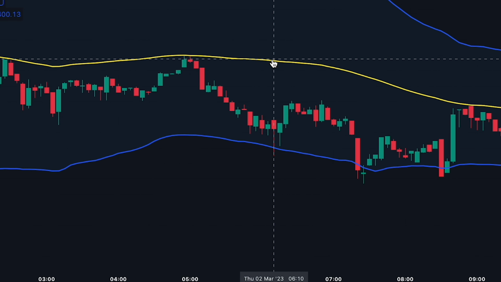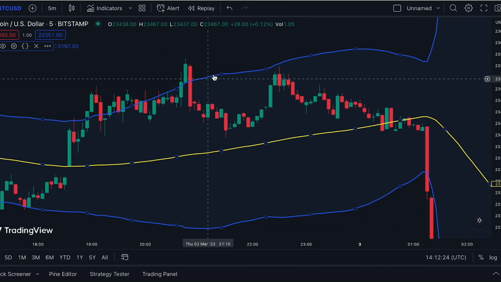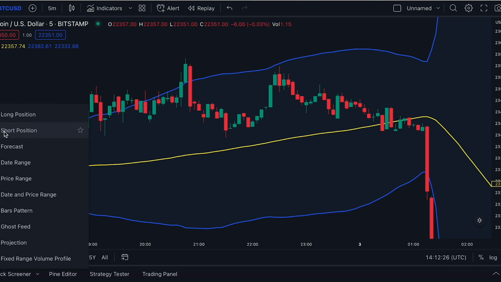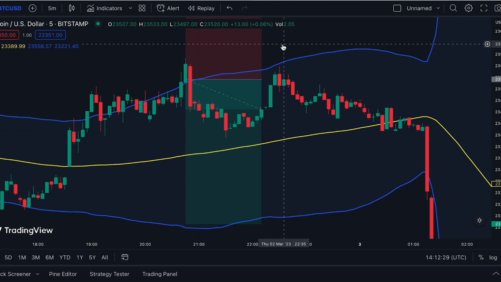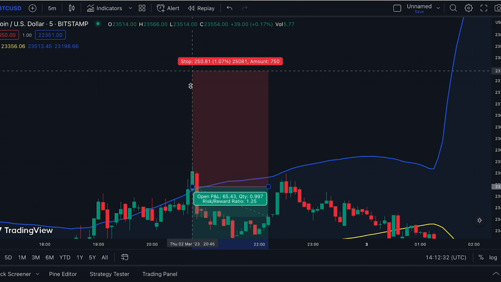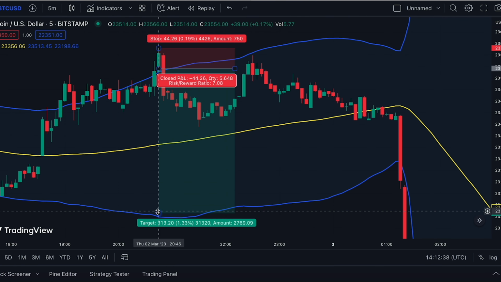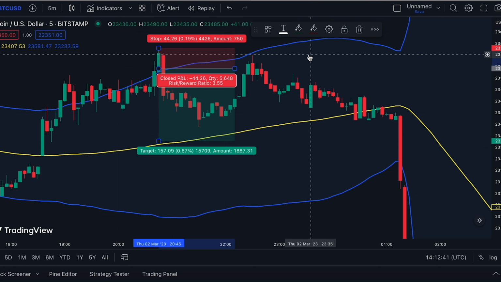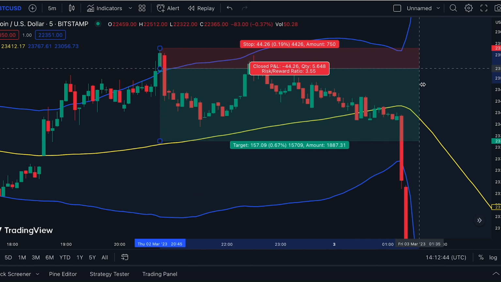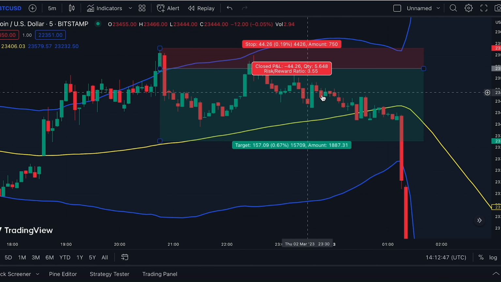Let's examine an illustration of this. The price has closed above the top Bollinger Band, as you can see. As a result, we will take a short position. The recent swing high will serve as our stop loss, and the moving average line in the middle will serve as our take profit objective. Let's now watch to see how the trade turns out.